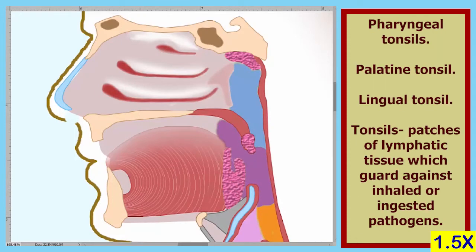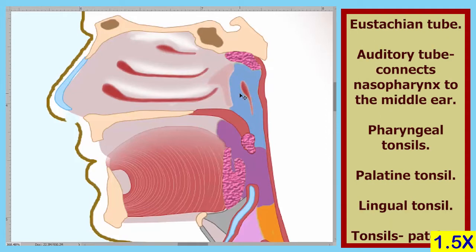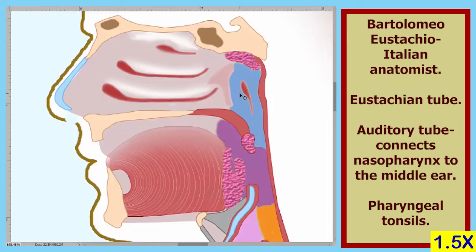These lymphatic structures are called pharyngeal tonsils at the top of the pharynx, the palatine tonsil at the end of the soft palate, and the lingual tonsil at the base of the tongue. There's a tube which connects the nasopharynx with the middle ear. This tube is called the auditory tube. It is sometimes referred to as the eustachian tube. It is named for the Italian anatomist Bartolomeo Eustachio, who discovered it.